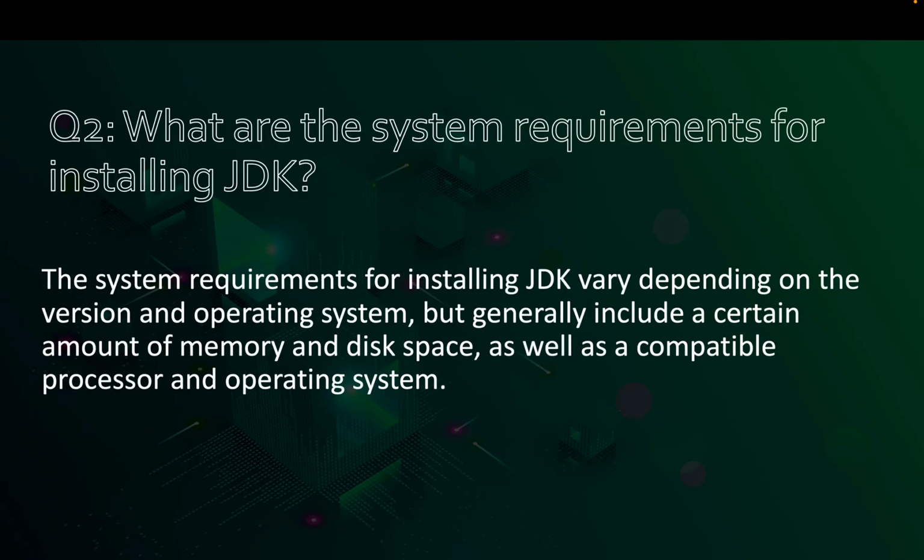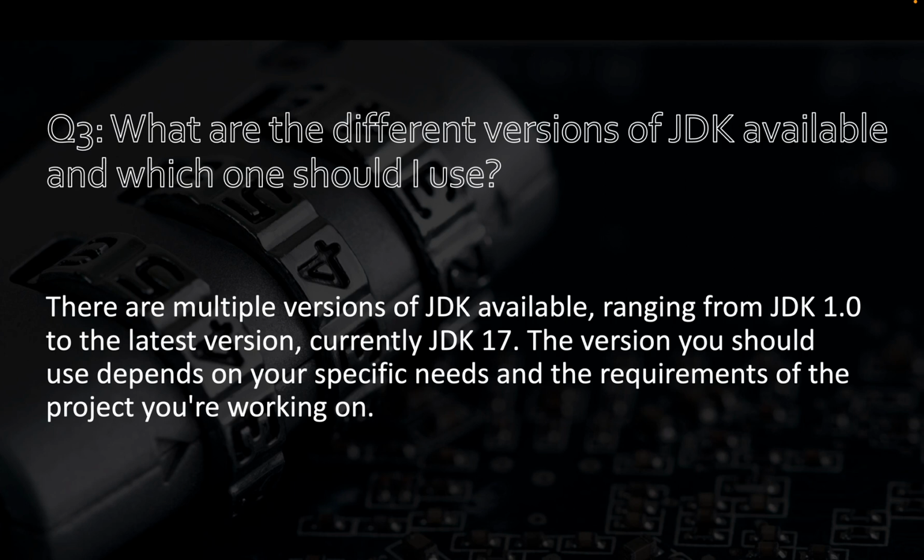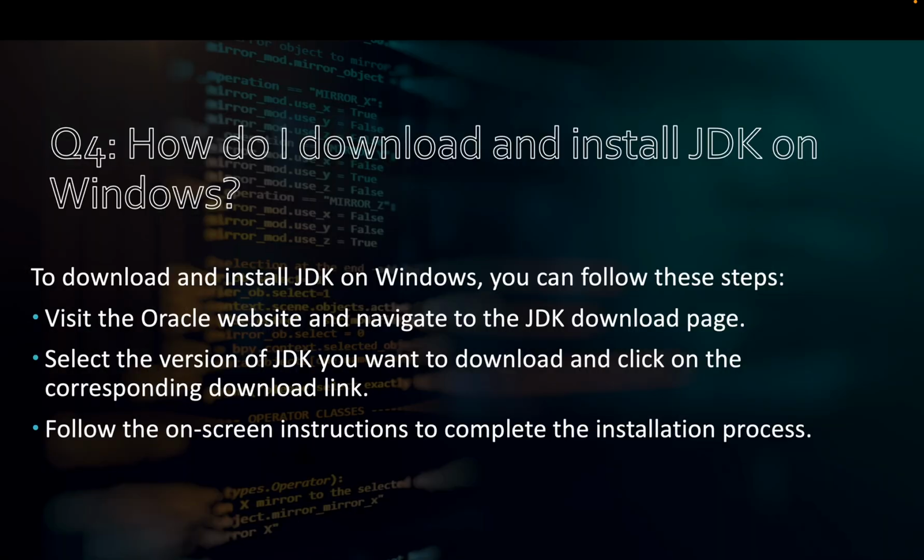Question number 2. What are the system requirements for installing JDK? The system requirements for installing JDK vary depending on the version and operating system, but generally include a certain amount of memory and disk space, as well as a compatible processor and operating system. Question number 3. What are the different versions of JDK available and which one should I use? There are multiple versions of JDK available, ranging from JDK 1.0 to the latest version, currently JDK 17. The version you should use depends on your specific needs and the requirements of the project you are working on.